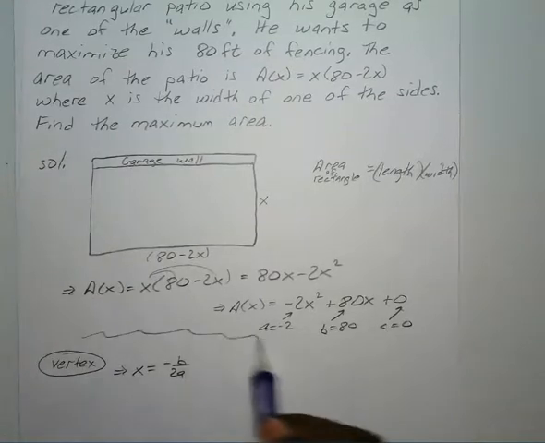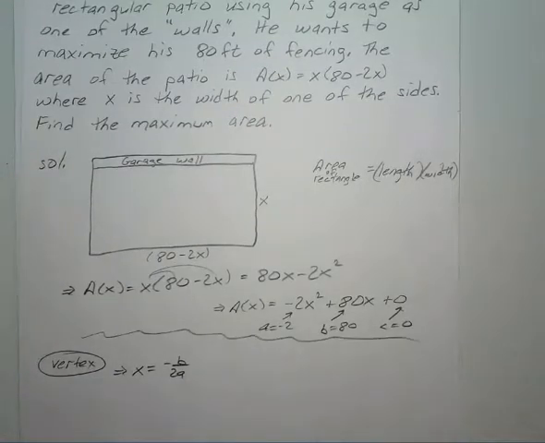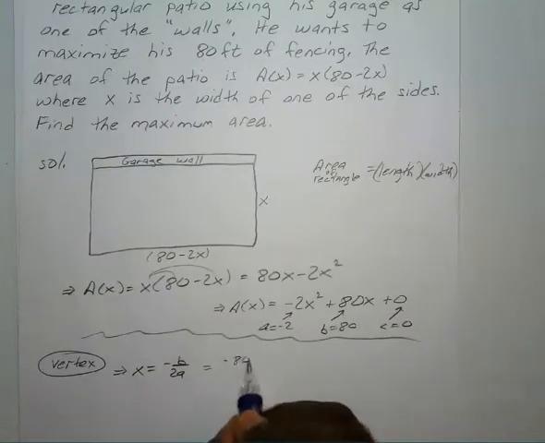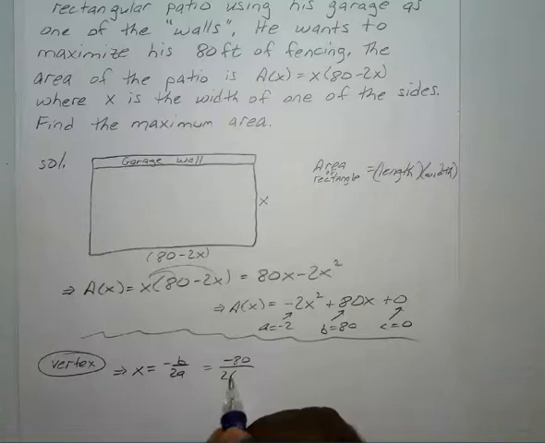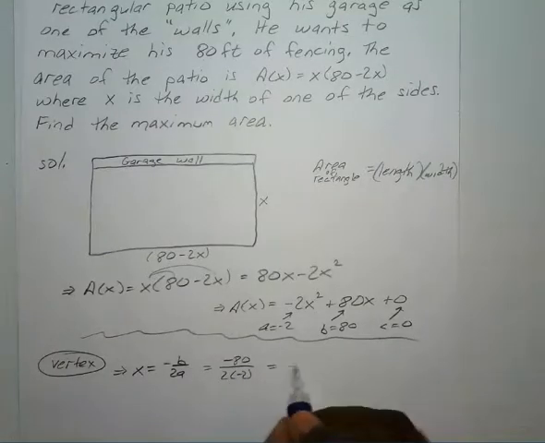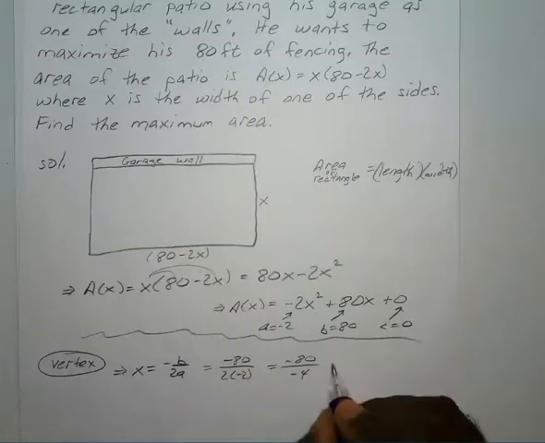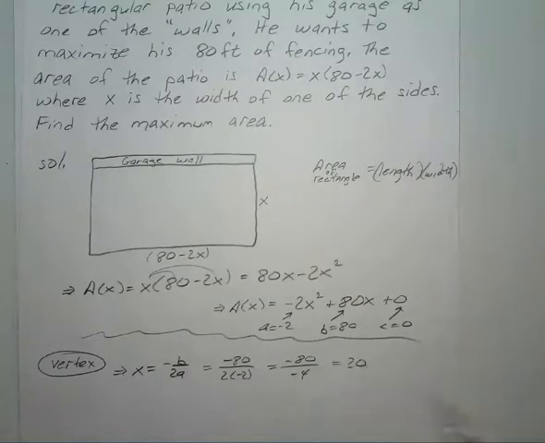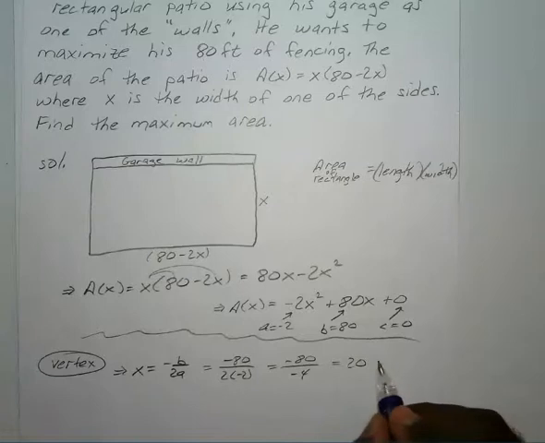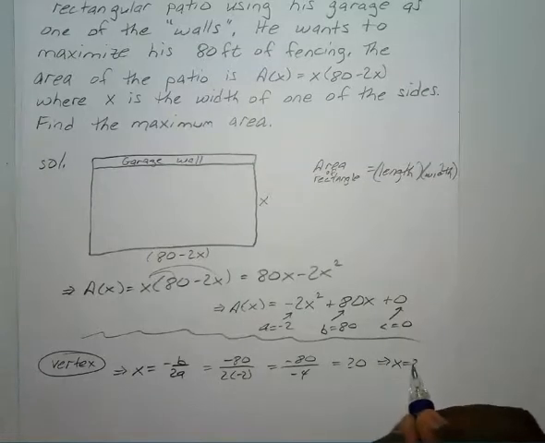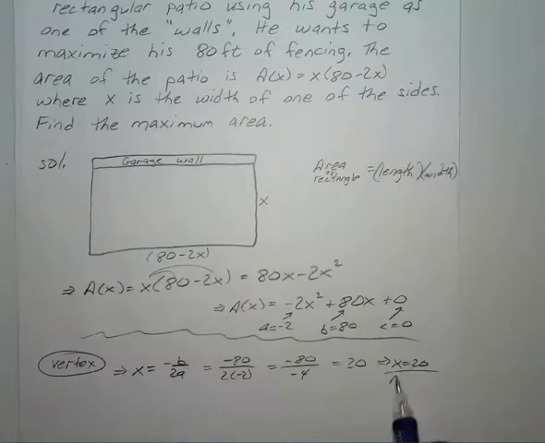Kind of separate that a little bit. So that will be negative 80 divided by 2 times negative 2, which gives us negative 80 divided by negative 4. So that gives us 20. Okay, so we know that x equals 20, and we just plug it in.